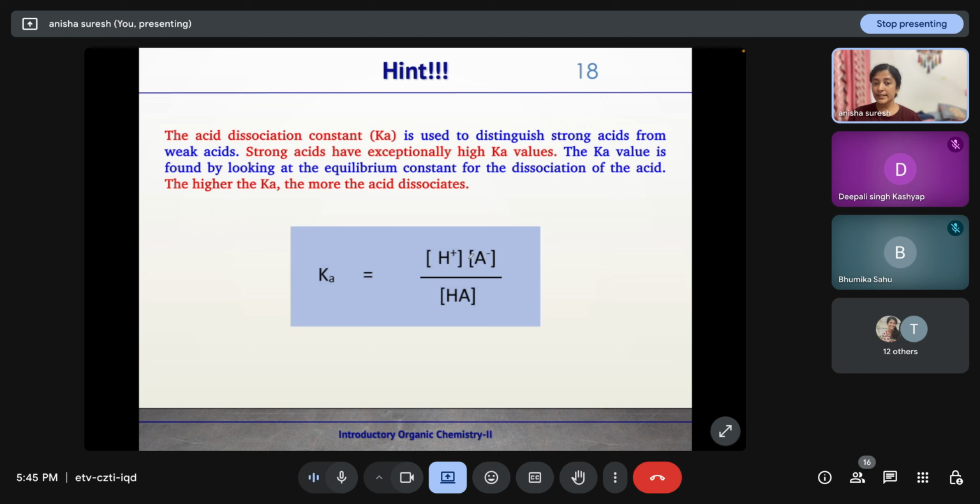So this is the formula for Ka: Ka equals concentration of H+ times concentration of A minus divided by concentration of HA. So if the Ka value should increase, it means the concentration of H+ and A minus should be increasing, right? The more the acid dissociates, or the stronger the acid, the more the concentration of H+ in the medium will be. So the stronger acid will have a higher Ka value.